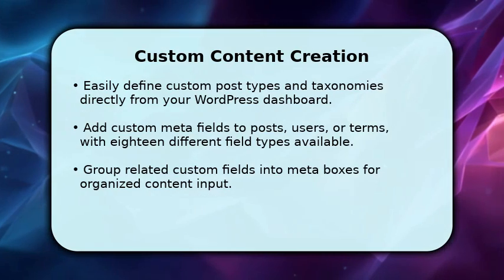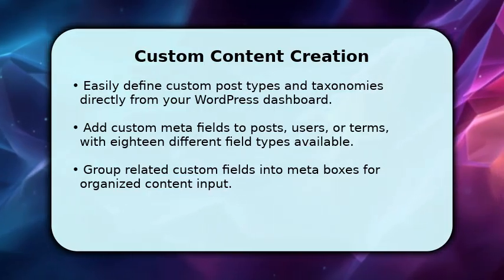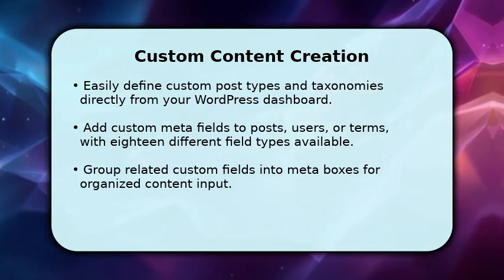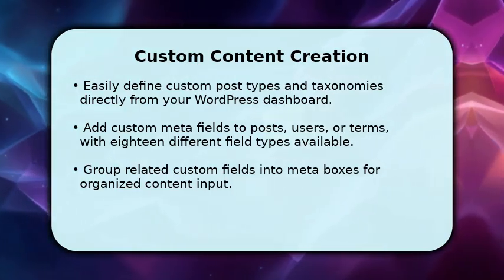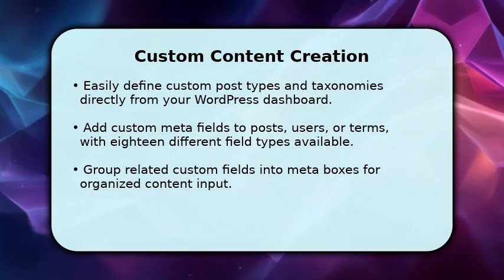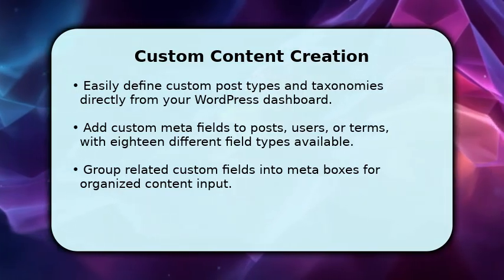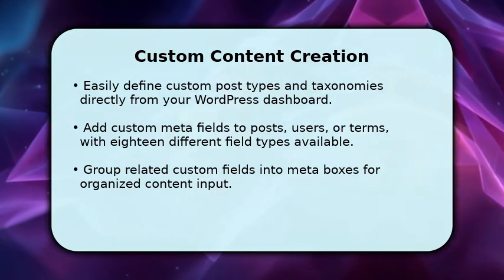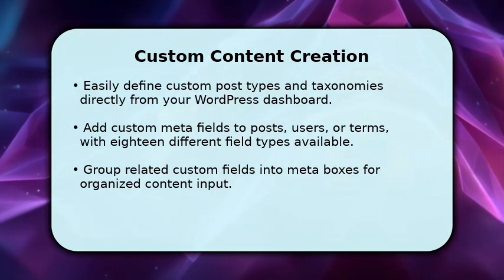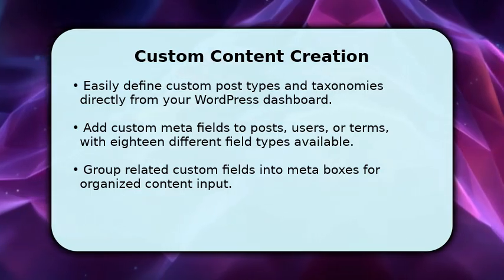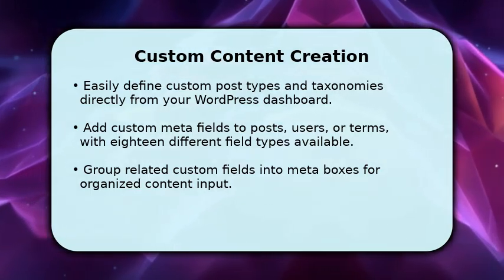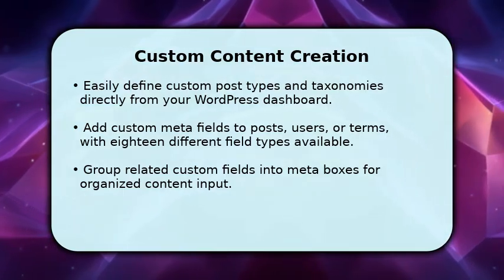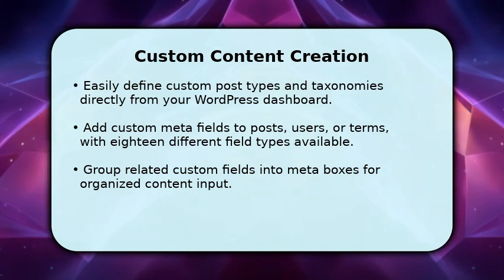A core feature of Jet Engine is its ability to create custom post types and custom fields. You can define new content structures, like properties or events, and categorize them with custom taxonomies, similar to categories or tags. Jet Engine offers 18 distinct field types, including text, numbers, galleries, and repeaters, allowing you to capture precise data for your custom content. These fields can be organized into meta boxes for a streamlined editing experience.